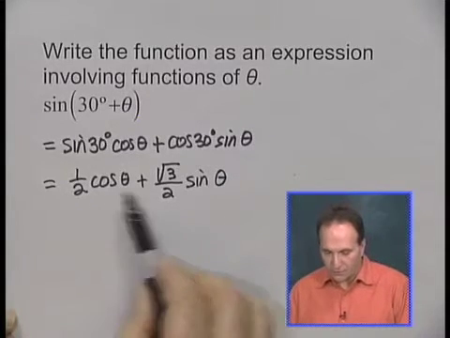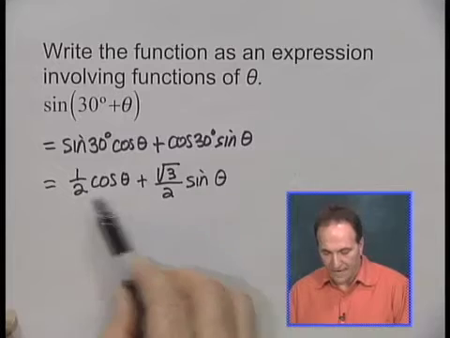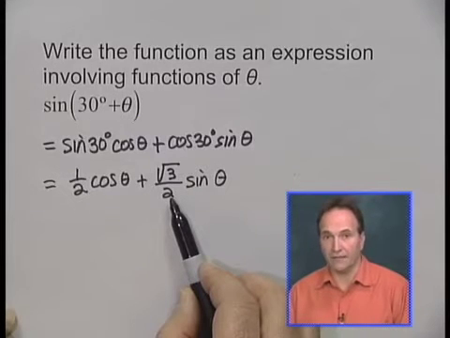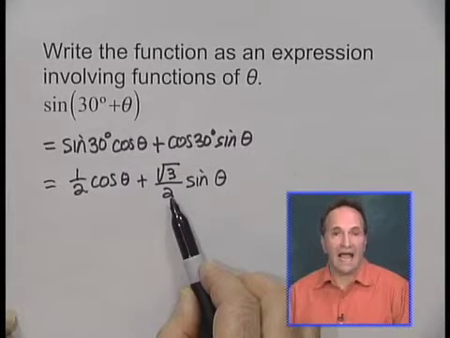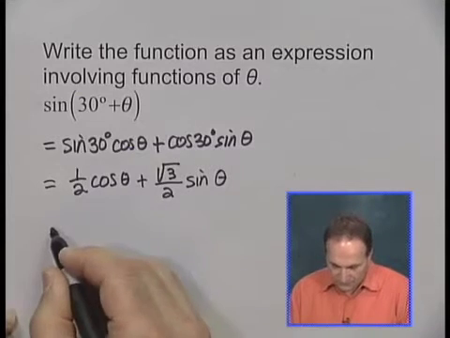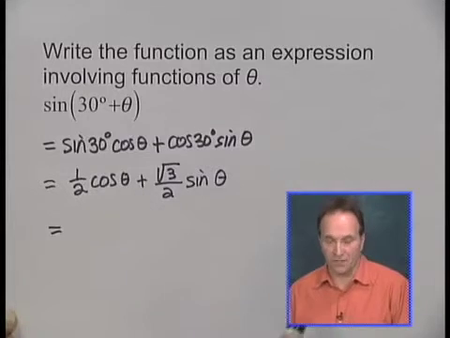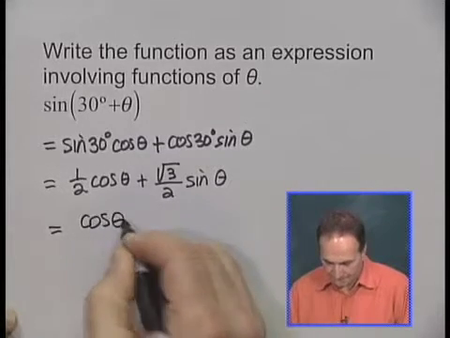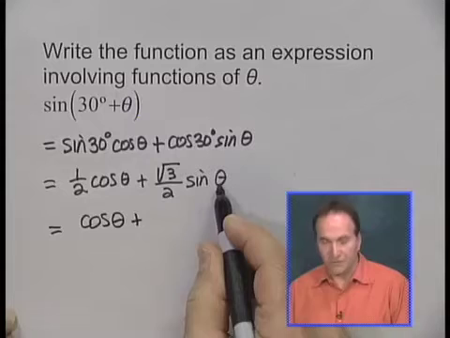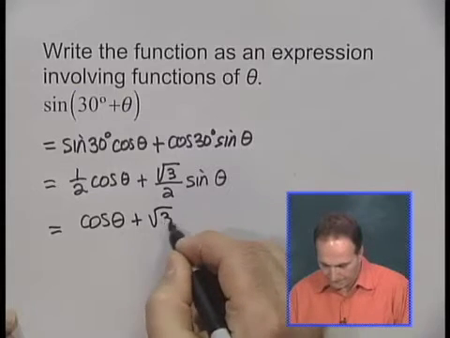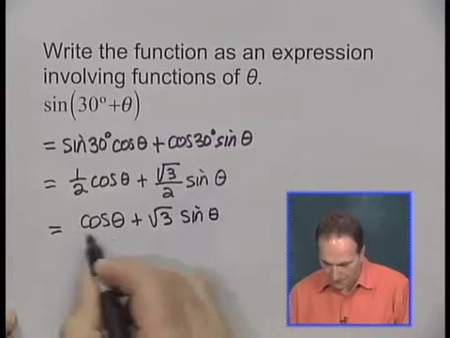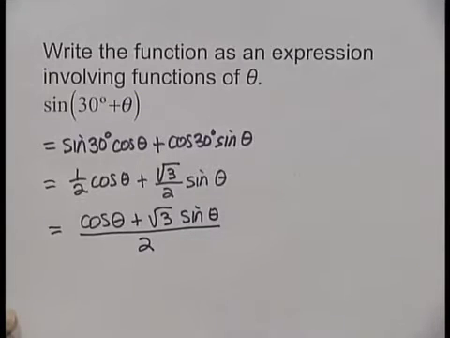Now we have two fractions here. They happen to have the same denominator already. So what we can do is add the numerators. So this would be equal to, of course, 1 times cosine theta is just cosine theta, plus the square root of 3 times sine theta, all over 2. And now we've written that function as an expression involving just functions of theta.